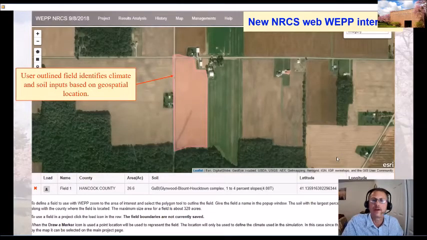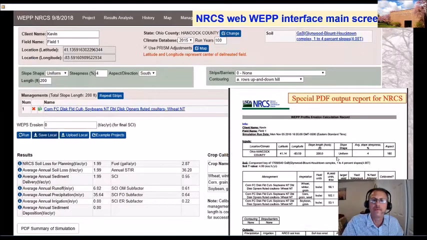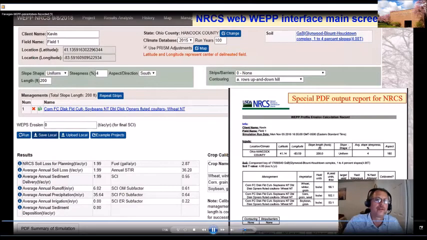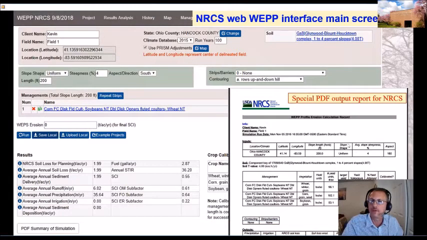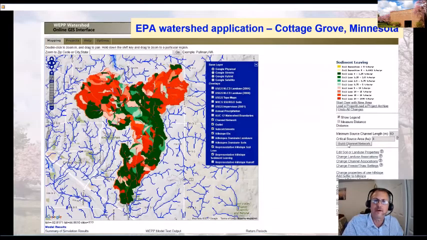This shows the new NRCS WEPP web interface for hillslope simulations. The user has outlined this field here, and the interface automatically determines the location for climate inputs and the soils that are available there, with latitude and longitude. This is the main screen, again showing the location and soils. The user can input the slope shape, steepness, aspect, the length of the profile, and the management system being used, and then run and get the simulation results. There are also special reports that are produced for NRCS.